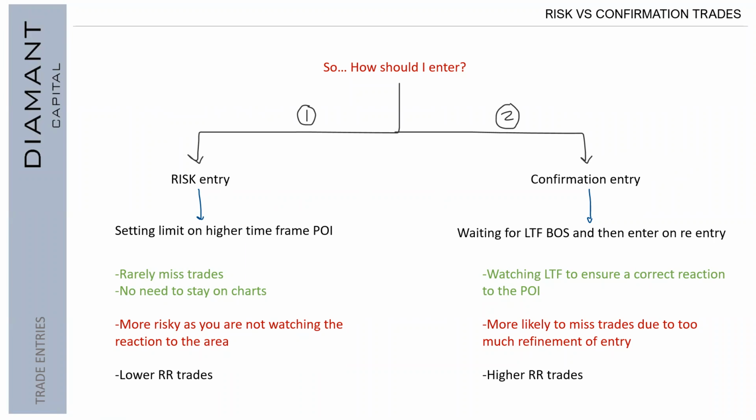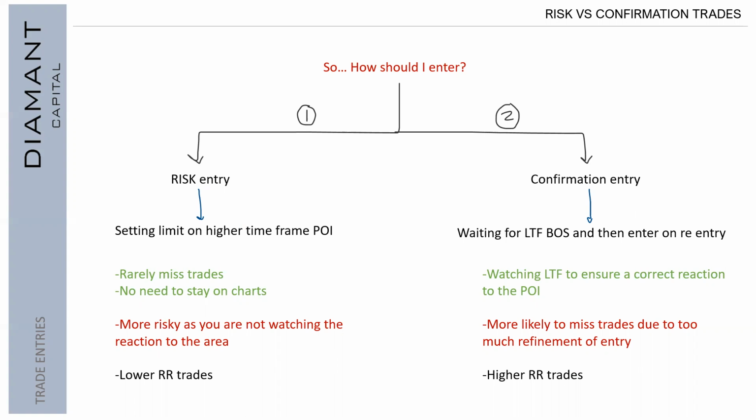The bad thing is it's more risky as you're not watching the reaction to the area. So let's just say, for example, it hits 130. It's New York and London crossover, and there's some news event that's happening. You've reached your point of interest, but the news event is so volatile that it might take all your stop loss and then go down. What are you going to do then? This is the bad thing about risk entries on the higher time frame.